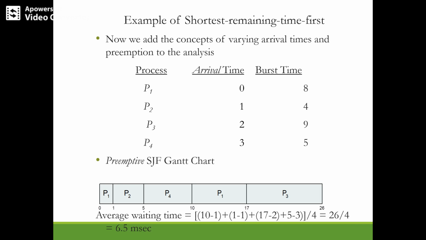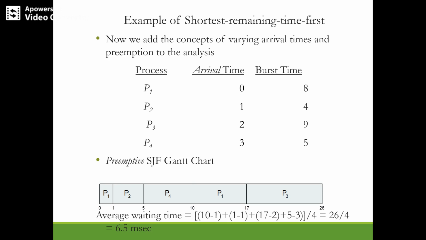So what is the waiting time of process P1? It is 10 minus 1, right? 10 minus 1 minus the arrival time. What is the arrival time of process P1? 0. So it is 10 minus 1, that you can observe in the line below there. Next, for process P2, if you try to calculate the waiting time, process P2 is waiting for 1 millisecond. So 1 millisecond wait time minus the arrival time, that is 1 minus 1.